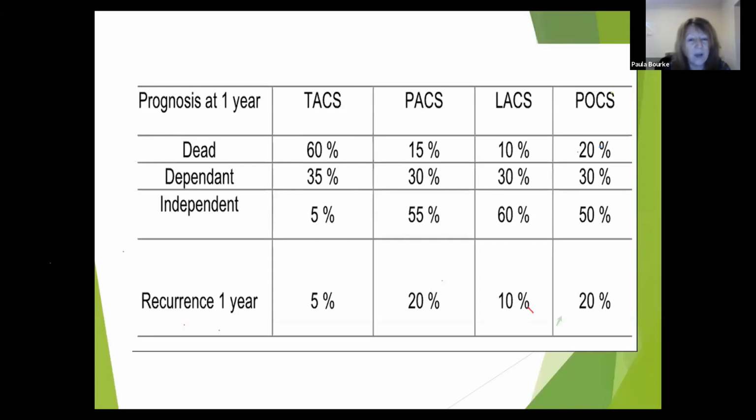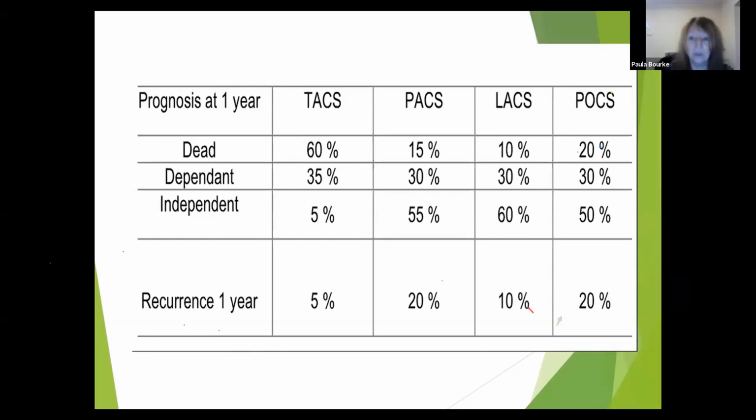And only 5% are actually independent. This is without treatment. And then recurrent in 1 year, 5% will have another. 35% are dependent. And it goes that way. 15% die of partial anterior circulation. 55% can get back to independence. So these are the moderate ones in the middle that are really worth the effort to rehabilitate them.